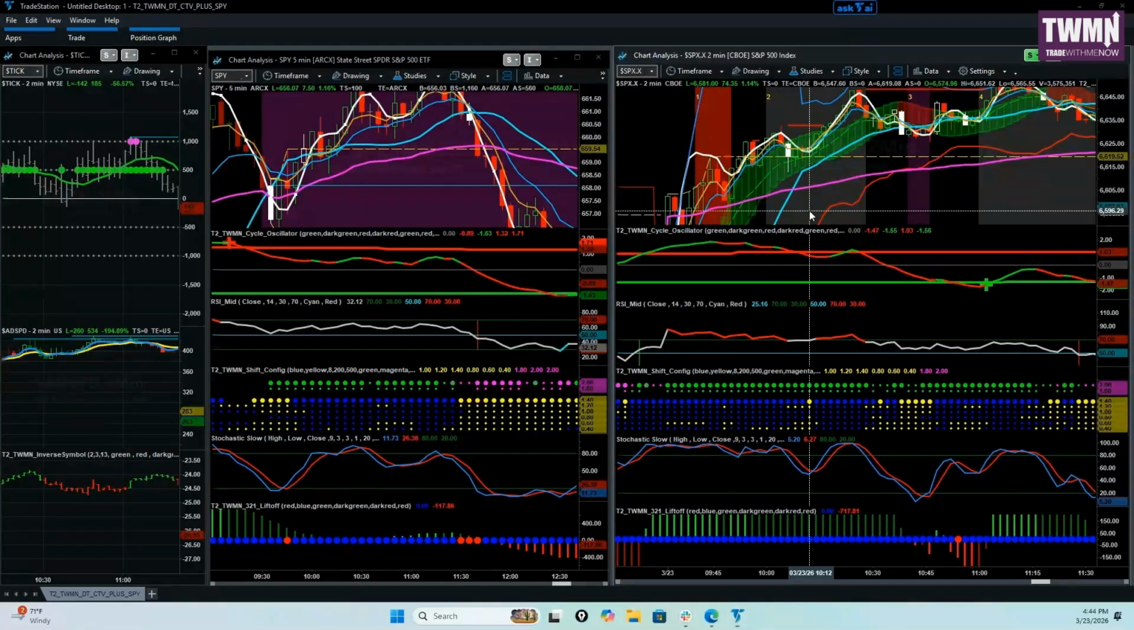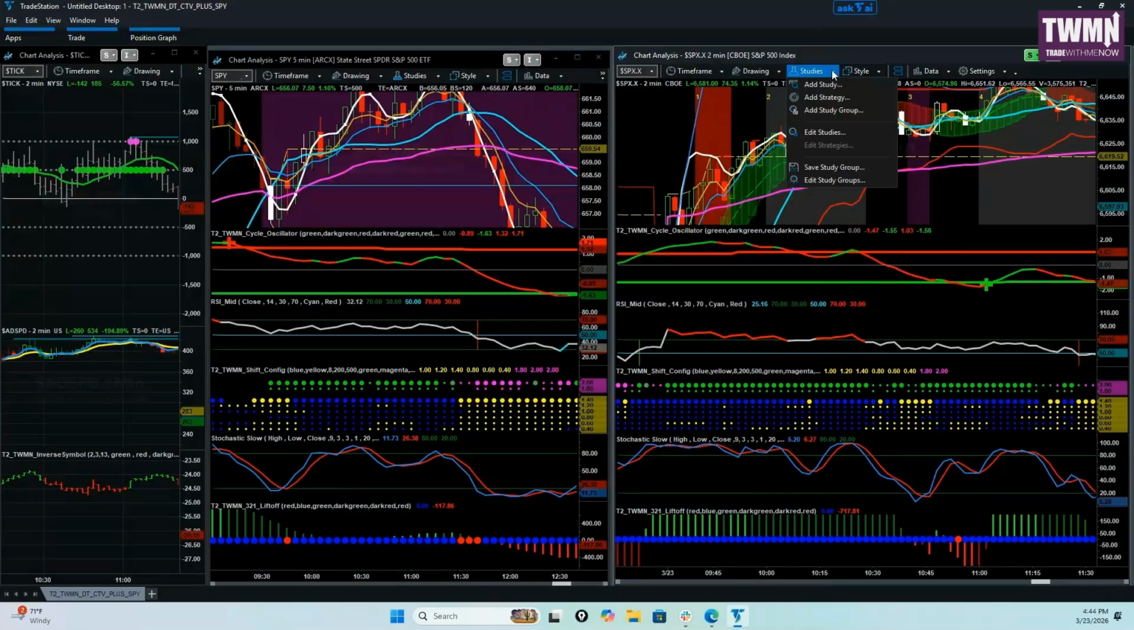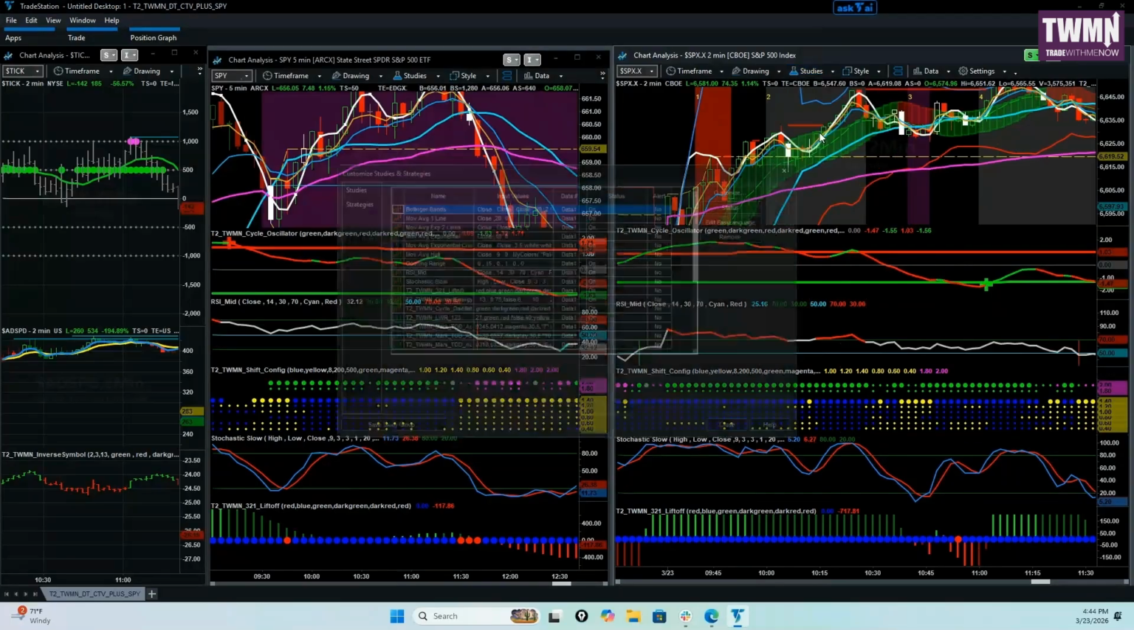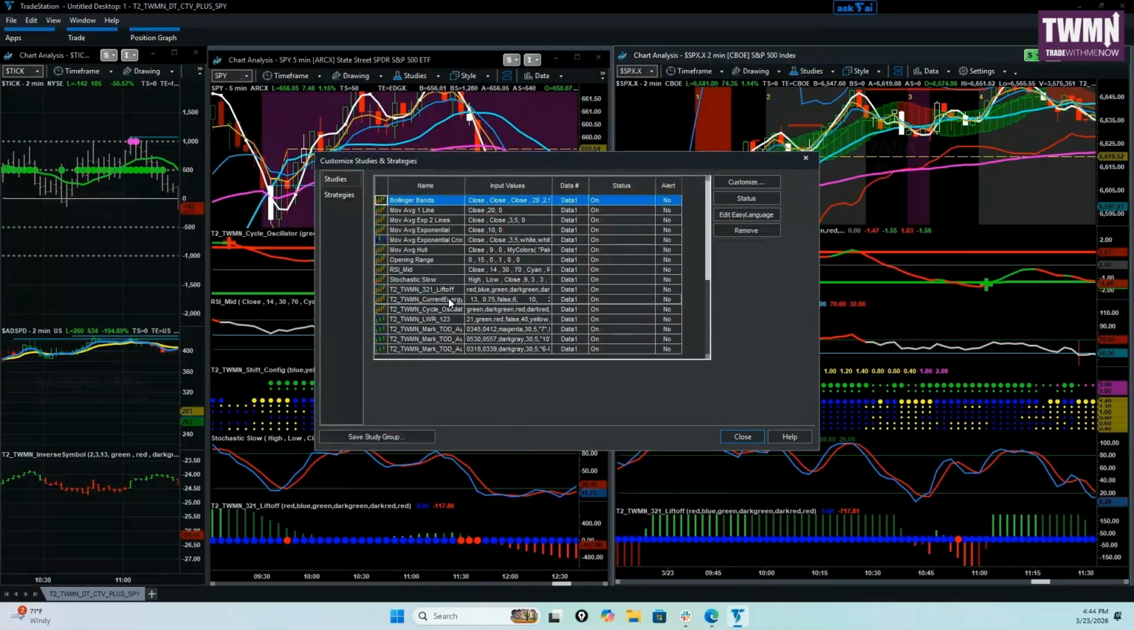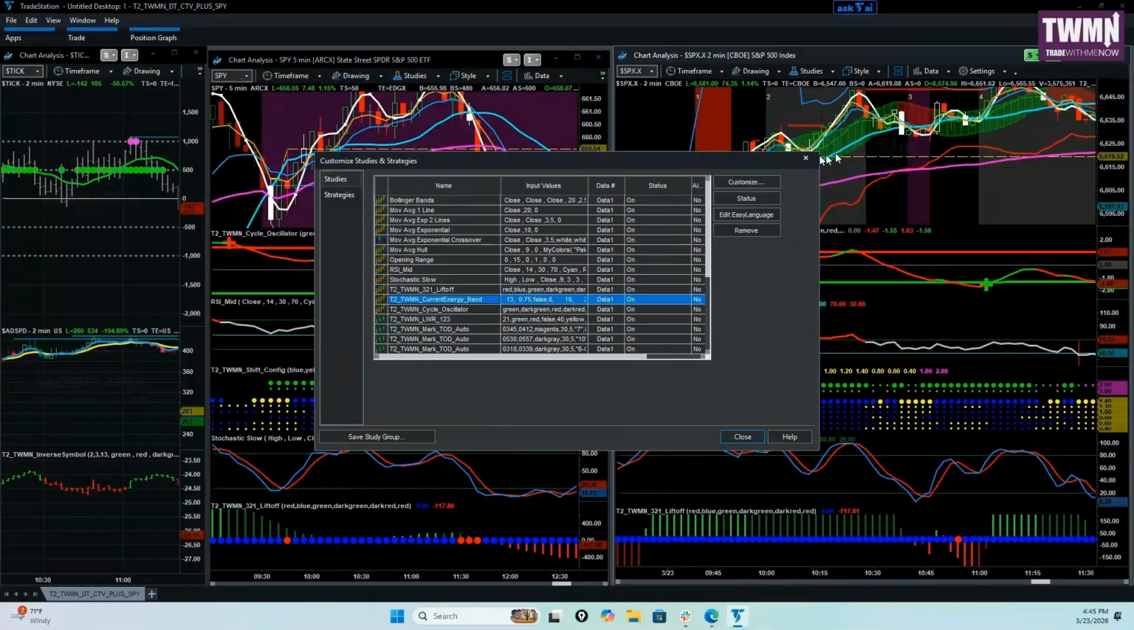Let's see, Astro Dave, are the green and the red clouds, you talking about this band right here? No, that is not Bollinger Bands. That is the current energy band. That's one of the studies that Kevin put together for us. It is this one right here, current energy band right here. And that colors this based on the strength of the move.